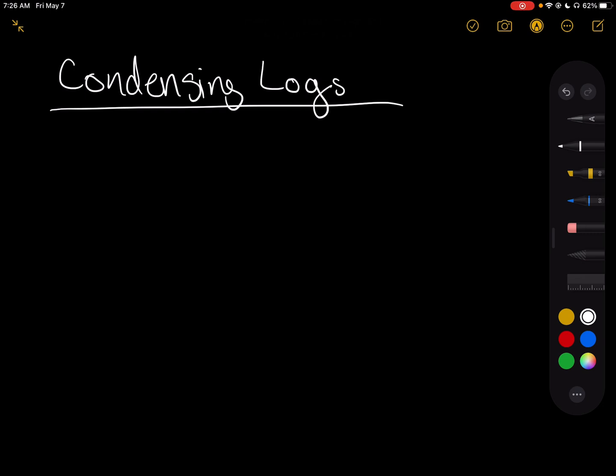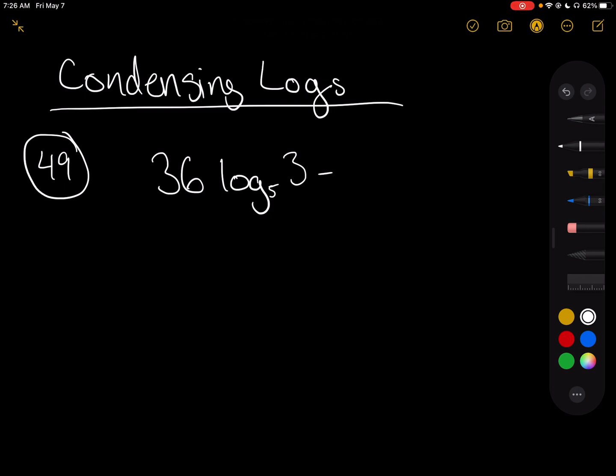So here is number 49 from the homework. Okay, so 49 is 36 log base 5 of 3 minus 6 log base 5 of 8. Right? So right off the bat, before we can condense, we need to check and make sure that the logs have the same base, which they do, right? They're both log base 5. Now, this should be the case if you're being asked to condense, but it's a good idea to check just so that you're in the habit of that.